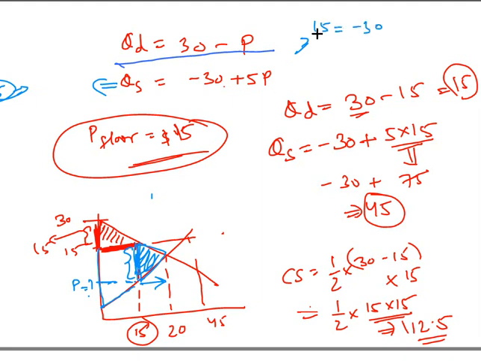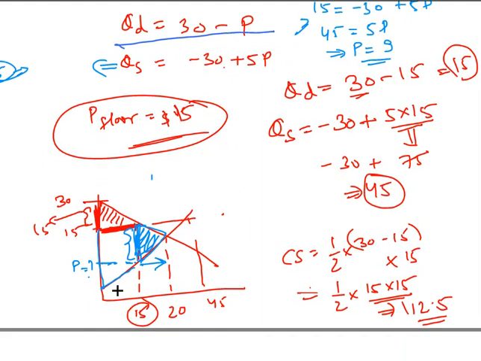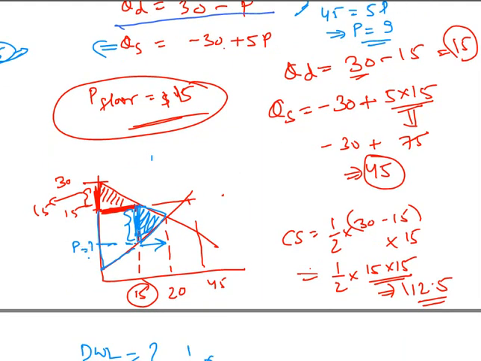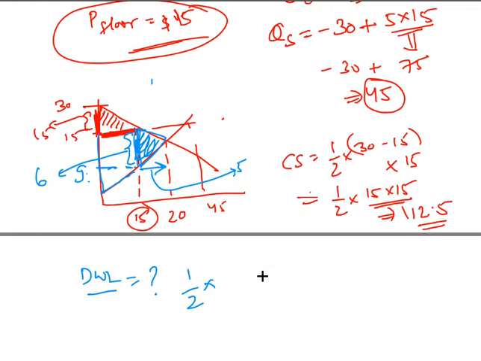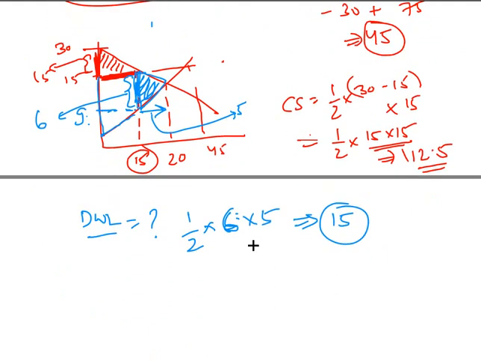So 15 equals minus 30 plus 5p. Bring this 30 over here. 30 plus 15, 45 will be 5p, and p will be equal to 9. So we will replace this with 9, right? So this is 9. So this total is 15 minus 9, which is 6. This is 6, and this is 20 minus 15, 5. So the deadweight loss will be half into 6 into 5, that will be 30 by 2, 15. So your deadweight loss has become 15.